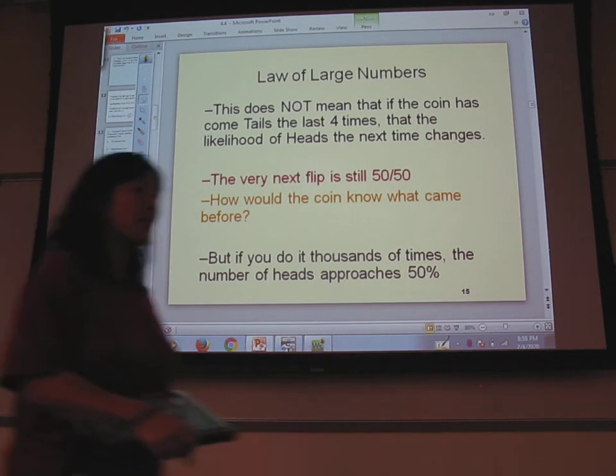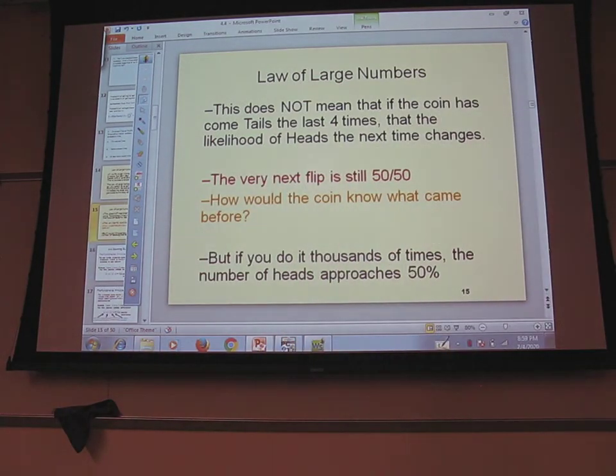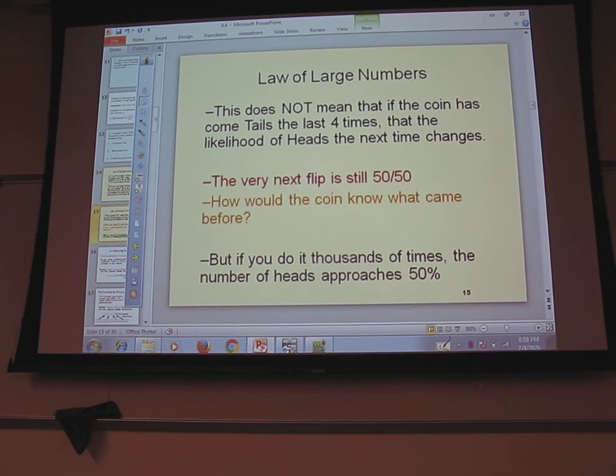What this does not mean is that if a coin has come tails, tails, tails, tails, that's more likely to come heads the next time. Because every single flip is still 50-50. The coin doesn't know that, oh, I came tails the last 4 times, I better come heads. It has no memory at all. Right, so each coin flip is still back to that 50%.